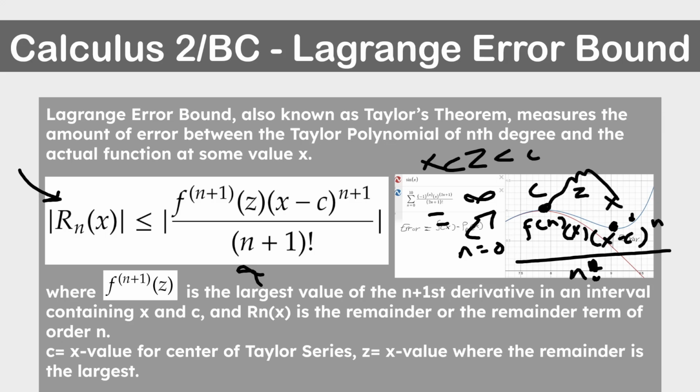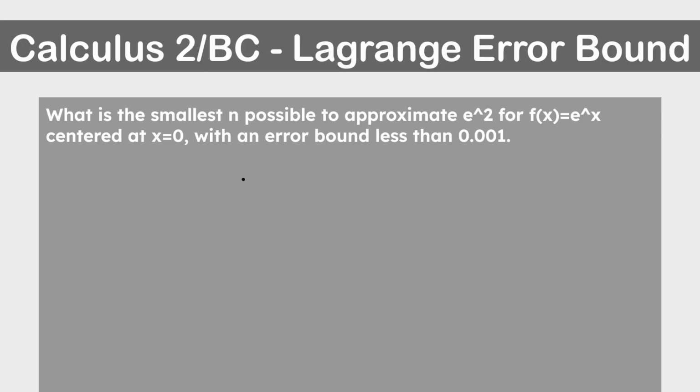And now let's do some example problems of the Lagrange error bound. So here it is asking us, what is the smallest n possible to approximate e squared for the function f of x is equal to e to the power of x starting at 0 with an error bound less than 0.001. So here we want a remainder or error to be less than or equal to 0.01, and our function f of x is equal to e to the power of x.